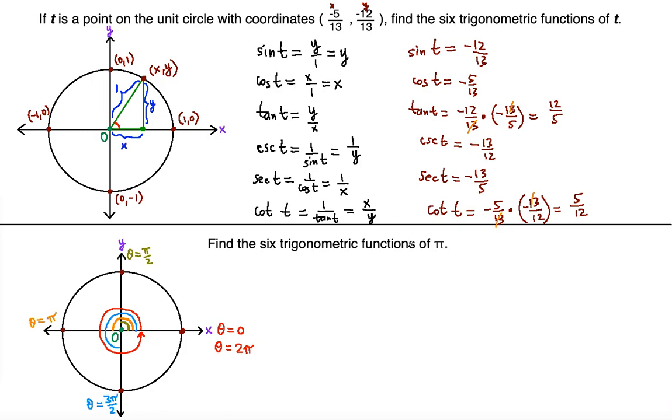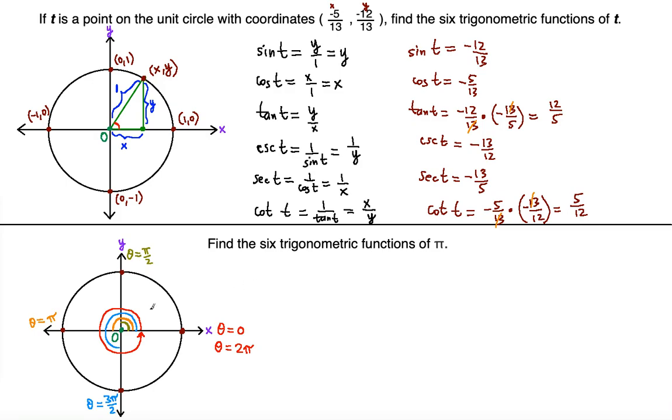Now, in the second example, the approach will be similar, but you will have to understand the relationships of the angles involved here. So, in the same unit circle, we have to use not the coordinates this time, not the coordinates per se, but first we have to understand what the angle measure is. We have to find the angle measure of pi in this unit circle, and then find the 6 trigonometric functions with respect to that angle measure pi.